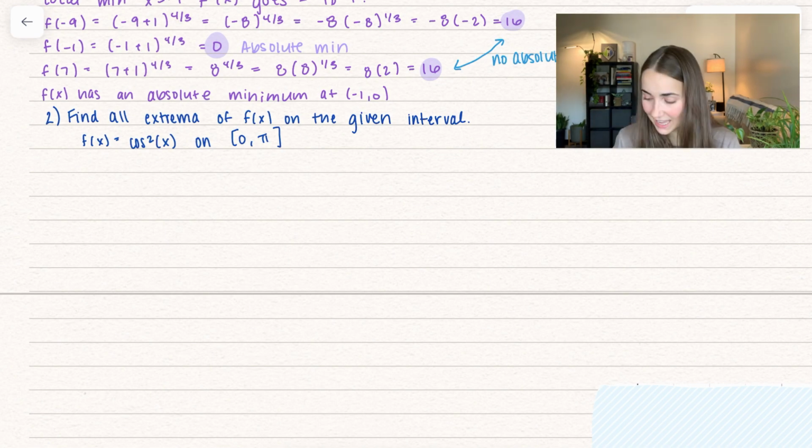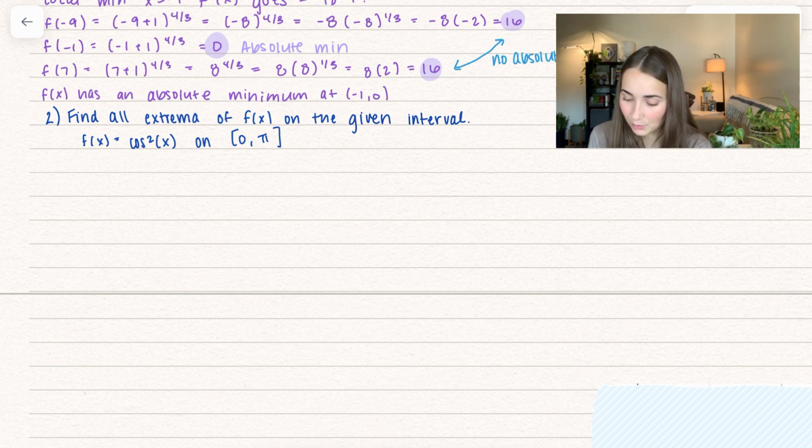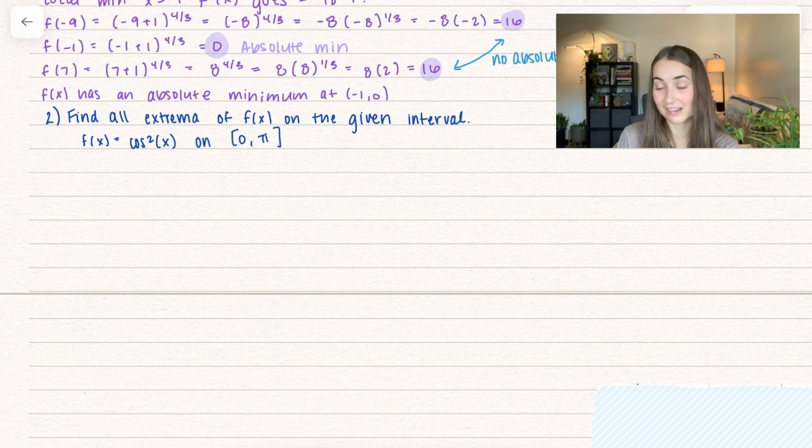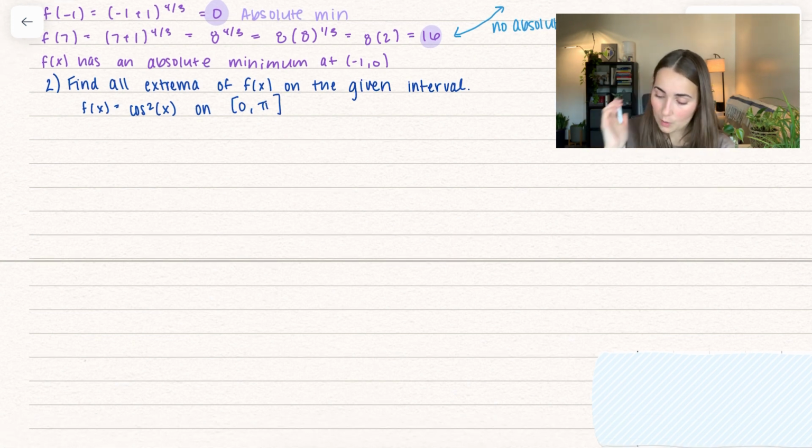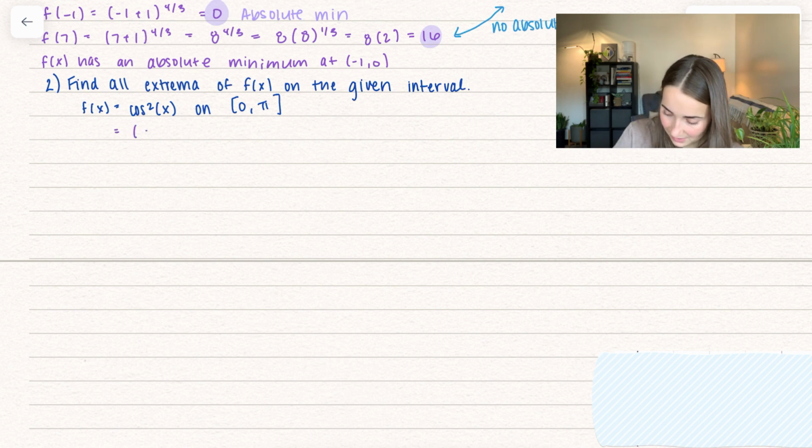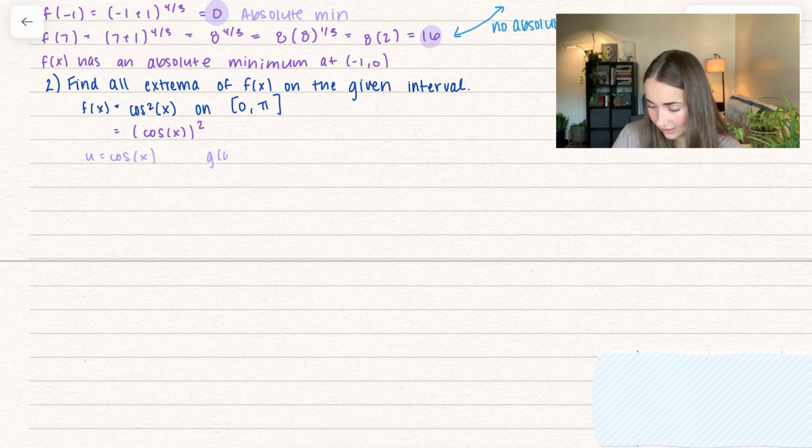We got some trig, everyone's favorite. So we want to find all extrema of f of x, where f of x equals cosine squared, on the interval 0 to pi. So I can go ahead and rewrite this. This is just going to be cosine of x to the power of 2. And so that tells me I'm actually going to use chain rule. Here my inside is just going to be cosine of x, and my outside g of u is going to be u to the power of 2.